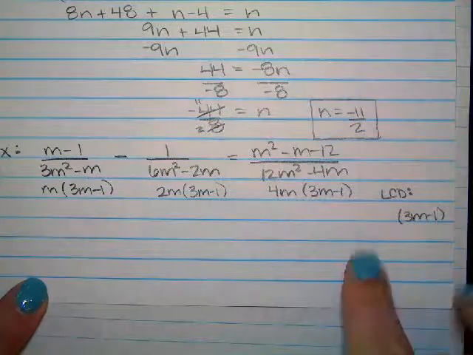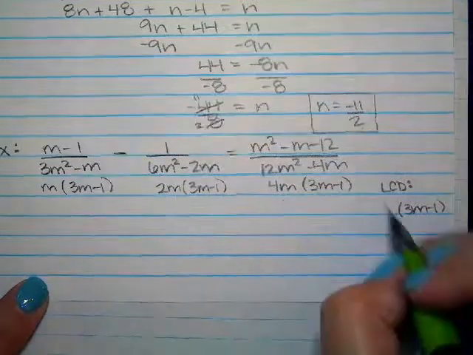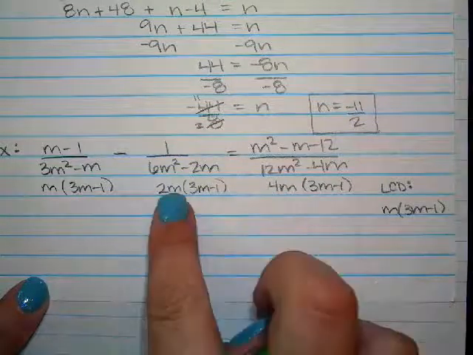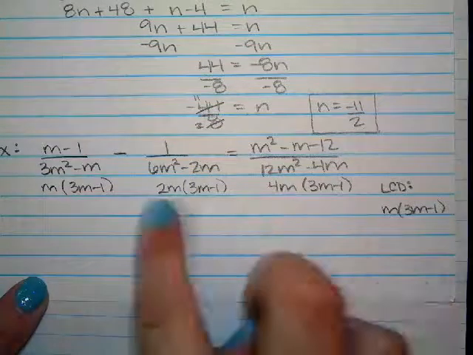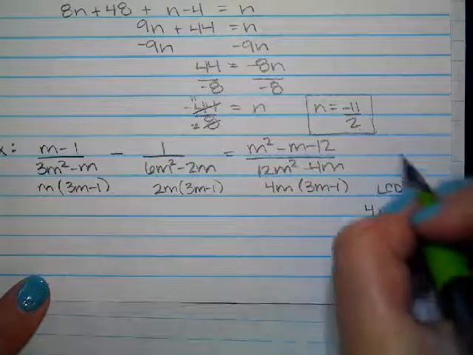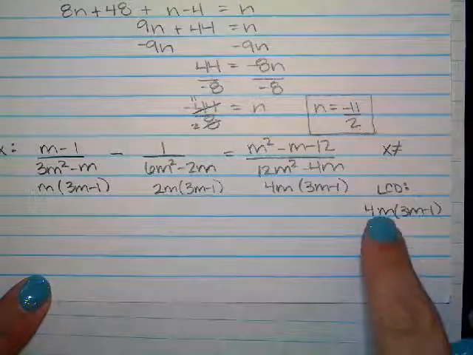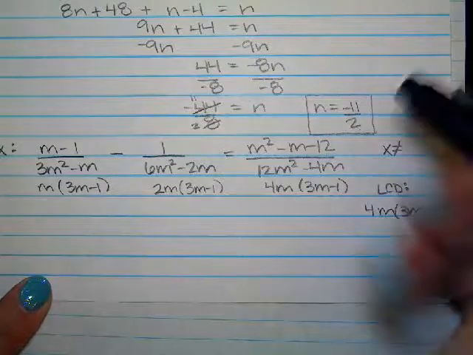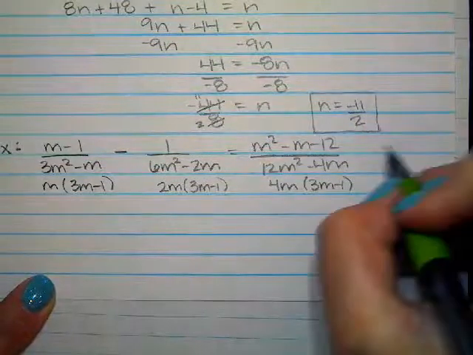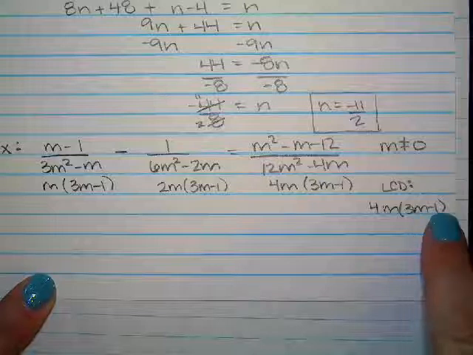And then if I look at my GCFs in the front that I pulled out, I definitely need to have an m in the front, because they all have m. And in front of the m, I can see a 4 and a 2, and then just a 1 here. So between 4 and 2, I need a 4. All right, so now considering my excluded values, based on the front part, m cannot equal 0. And for this part, m cannot equal positive 1/3.